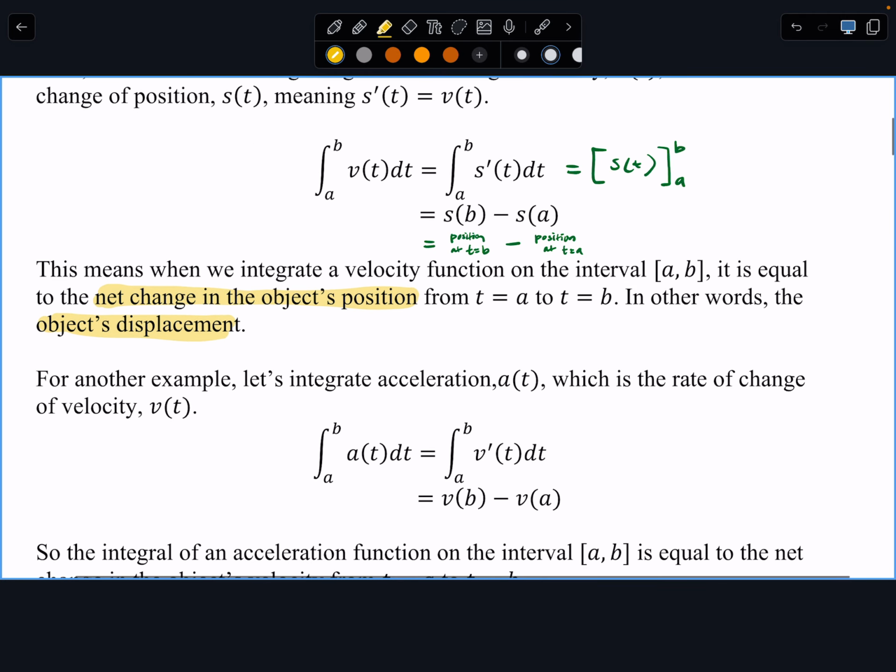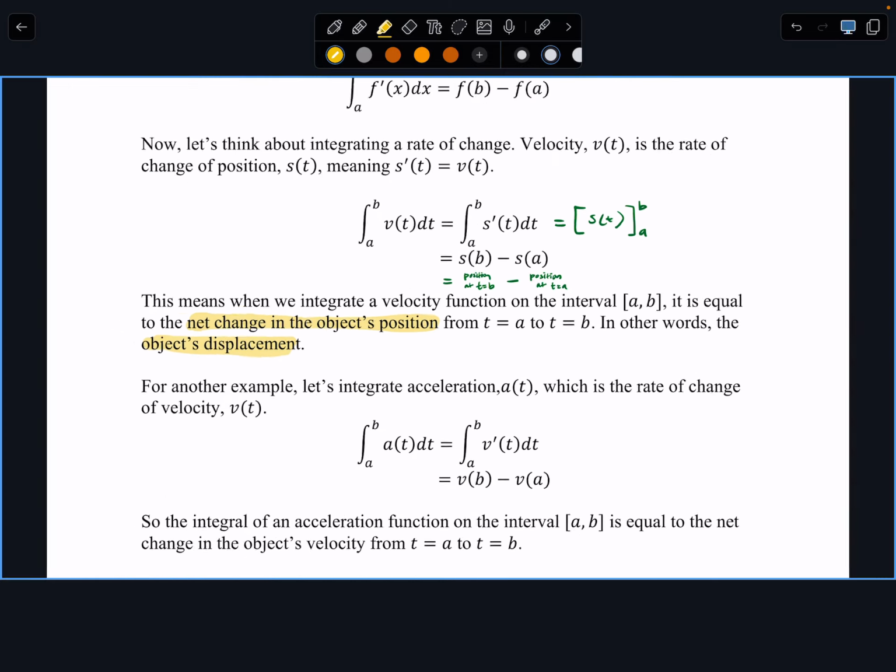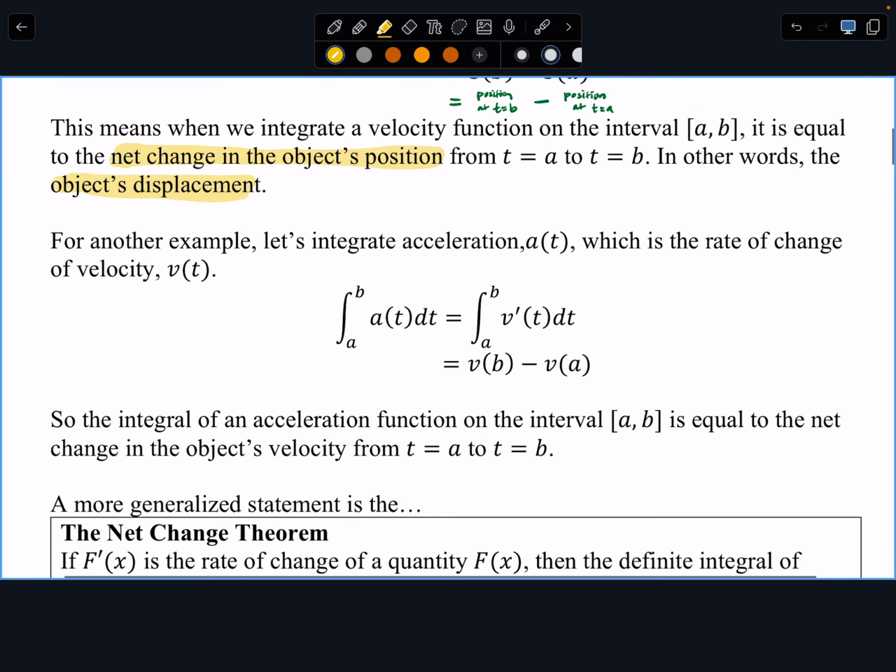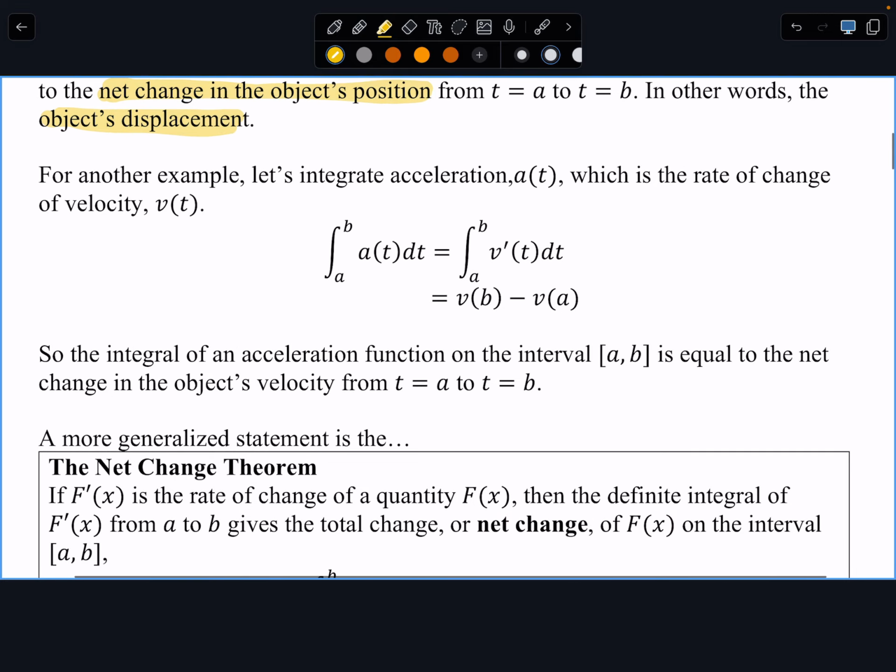Okay. Another example is if we think about integrating acceleration, which is the rate of change of velocity. If we integrate acceleration, that's the same as integrating v prime by the first fundamental theorem of calculus. This definite integral would be equal to v of b minus v of a, which is the change in velocity on the interval from a to b, or the net change in the object's velocity from t equals a to t equals b.